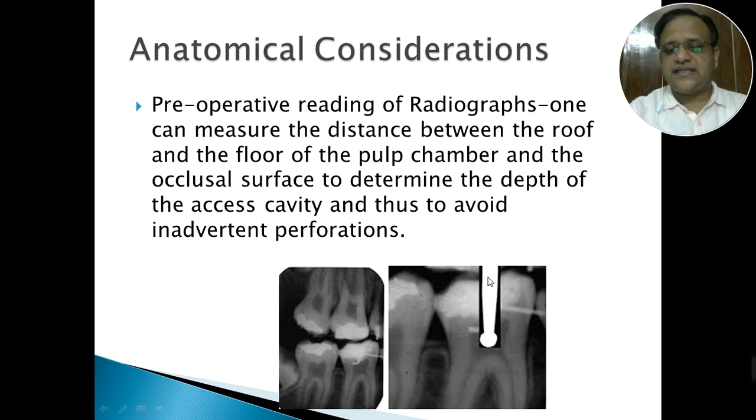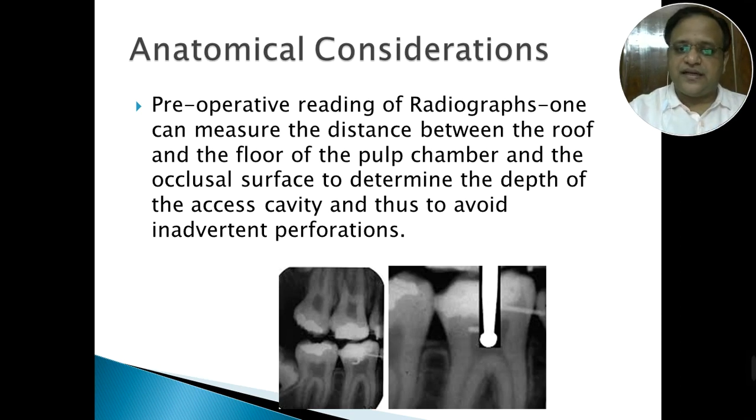Please remember this point: in a healthy molar, when the cusps are not treated, usually the difference between the cusp tip and the pulp horn is around 6.5 to 7 mm. So if you go that deep, definitely you can de-roof the entire pulp and you will enter the pulp chamber.